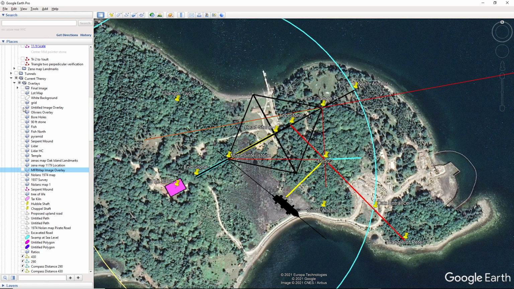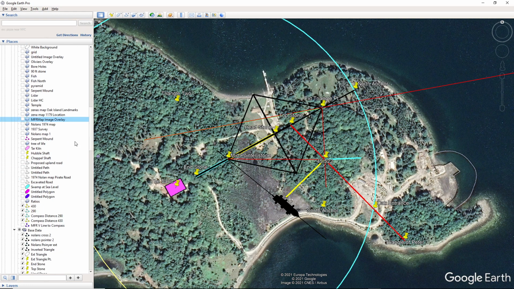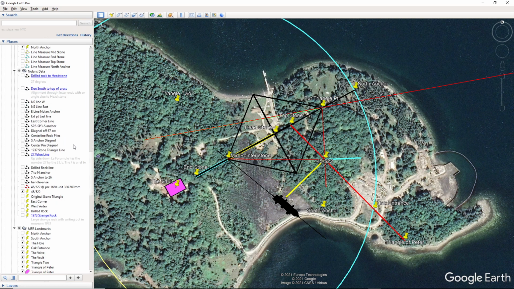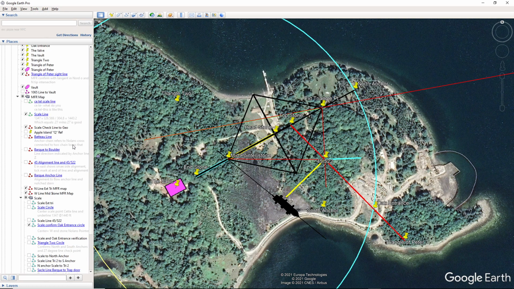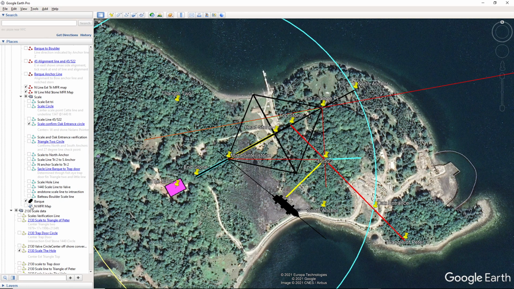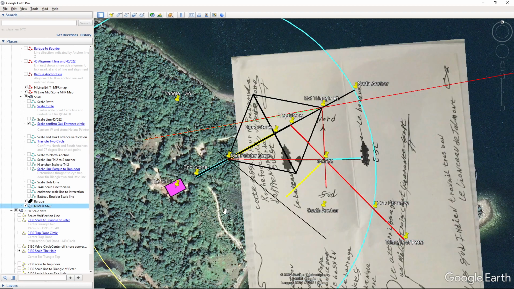Where is it? Sorry about this, guys. I thought I had it on up here, but I guess I have it down here. Sorry. Okay, so here's the north map.